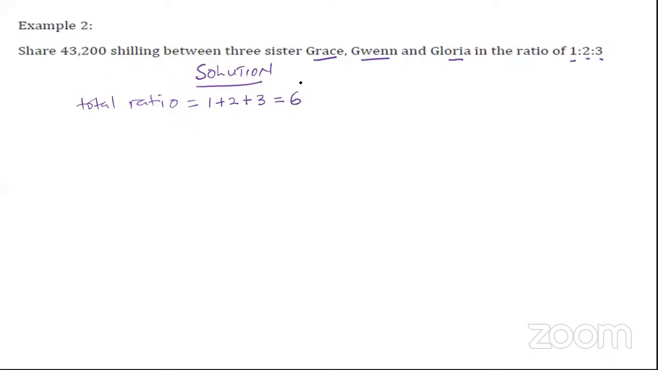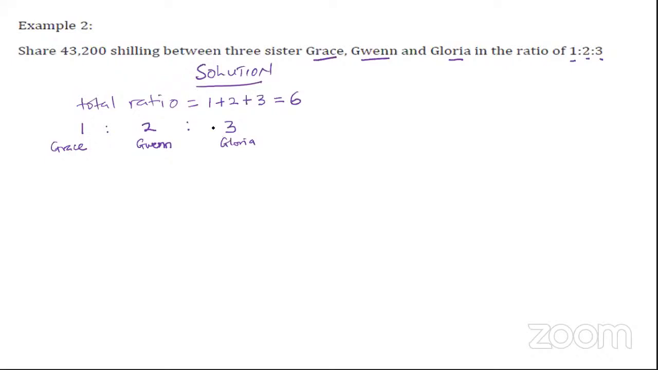Now we need to still do the divisions. Remember our ratio is 1:2:3. What does this mean? The first person is Grace, then the second one is Gwen. You follow that order. Don't interchange. And then the last one is Gloria. Please have that in mind. So we need to find out how much did Grace get, how much did Gloria get, how much did Gwen get?